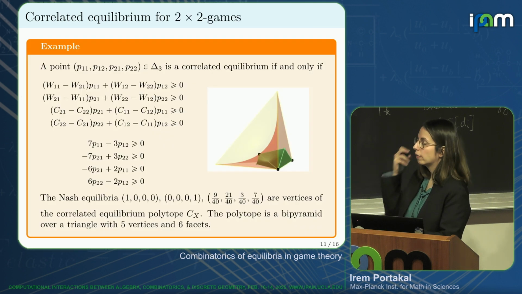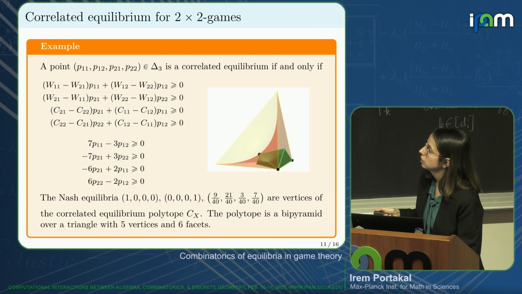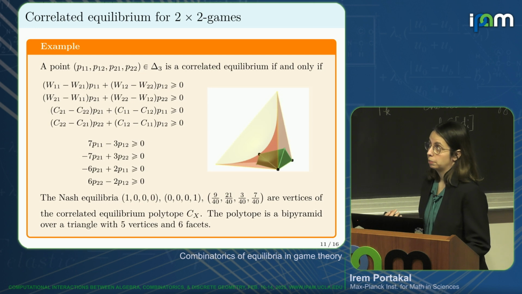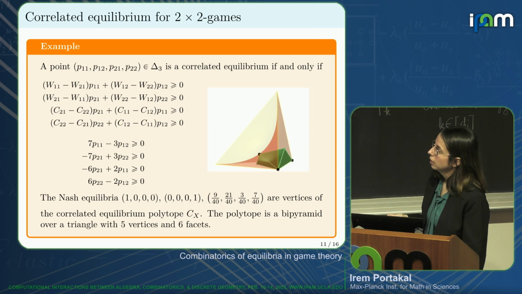Okay, so that was our example. These are the H representation of our polytope. This is unfortunately not a lattice polytope anymore, but it's a nice, very specific H representation that we have. It's living in the probability simplex.